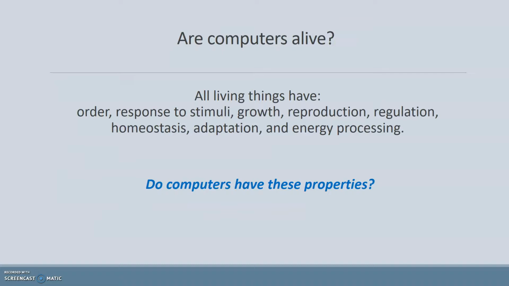And so I wanted you to take a moment and sort of think about all of these different properties, right? So all living things have to have order. They have to be structured. They have to be able to respond to stimuli and sense it. They have to be able to grow, to reproduce, to maintain that steady homeostasis, adapt and change in response to the environment, and process energy. And so as you look through this list, I want you to pause the video and take a second and think about if computers have any of these properties. And then which ones they might or might not have, right? To think about whether or not computers are actually alive.